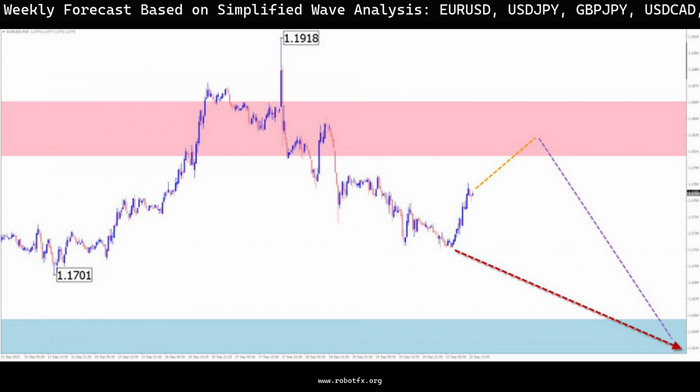Explanations: in Simplified Wave Analysis, SWA, all waves consist of 3 parts, ABC. Only the last incomplete wave is analyzed on each time frame. Expected movements are shown with dashed lines. Note: this wave-based algorithm does not account for the duration of movements over time.